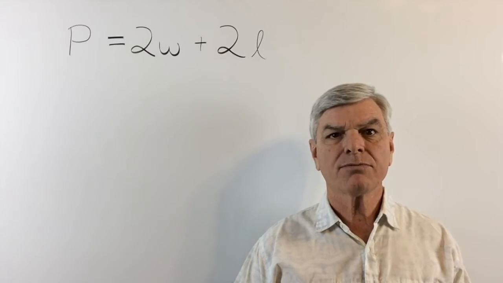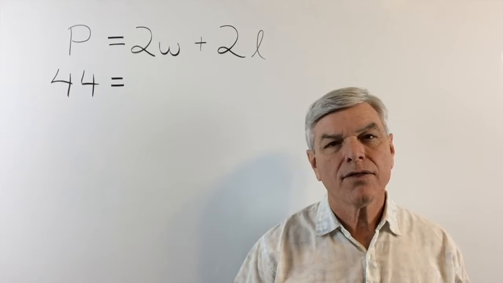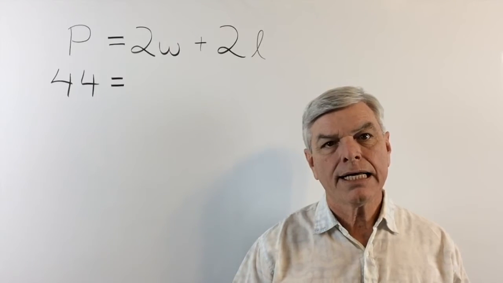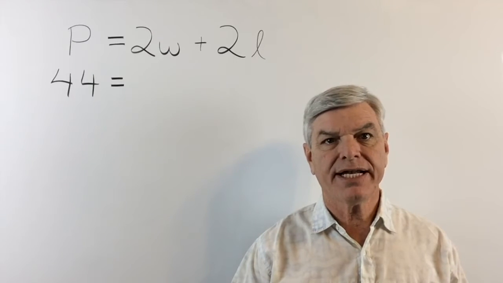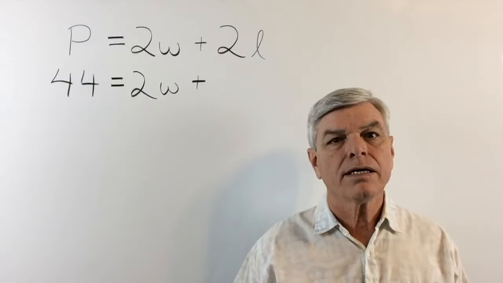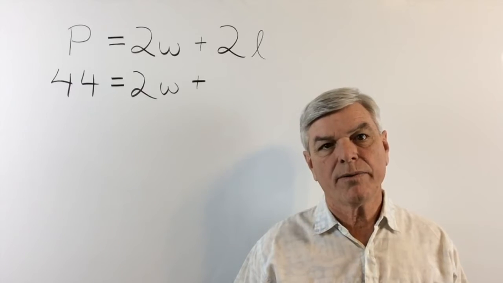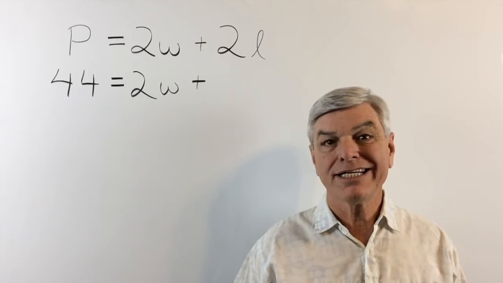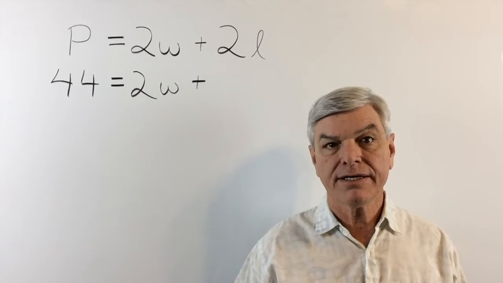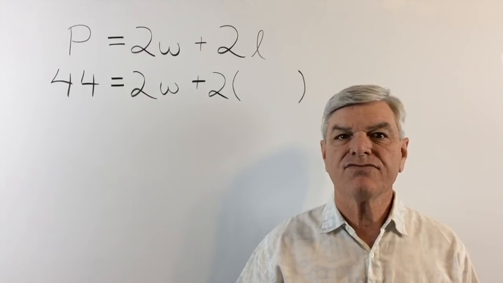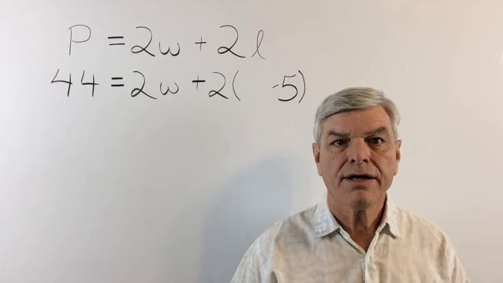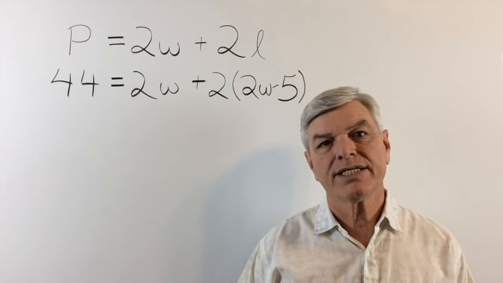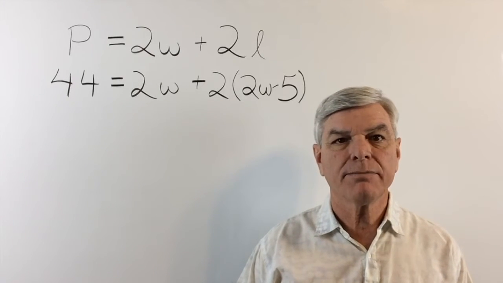P, what is the perimeter? The perimeter is 44. And width, they didn't tell us what the width is, so let's just bring that down. 2W. And what is the length? Well, before we put the length in, it's 2 times the length. And the length is 5 less than double the width. That's right, double means 2 times, so it's going to be 2W.